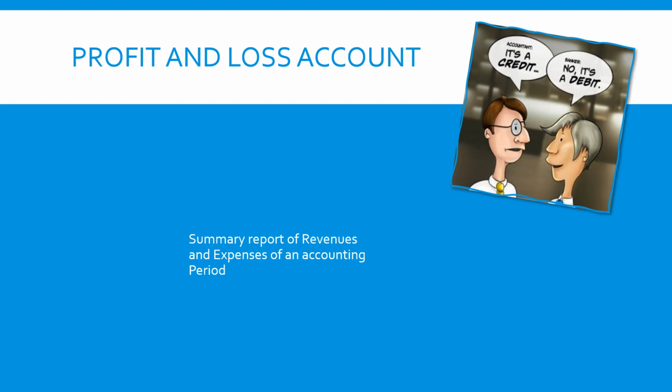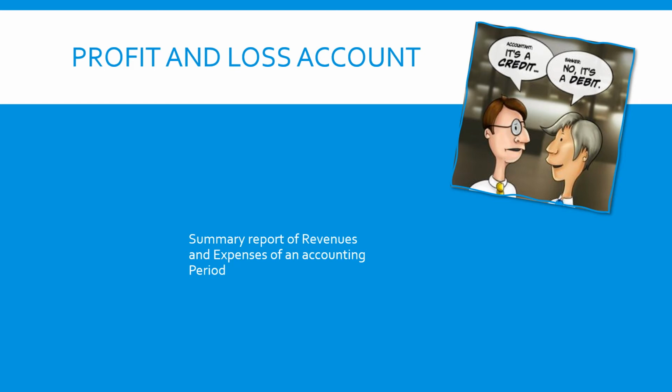Right? So that is what I'm showing here. The profit and loss account is nothing but a report of expenses of an accounting period, revenue and expense. As I said, it's very much similar to your trading account. That's why sometimes we call the trading account a junior P&L.